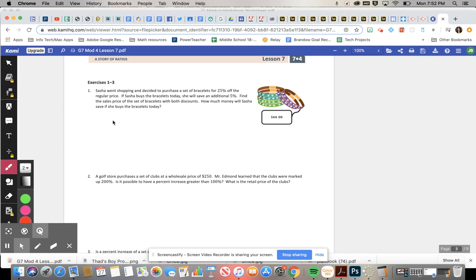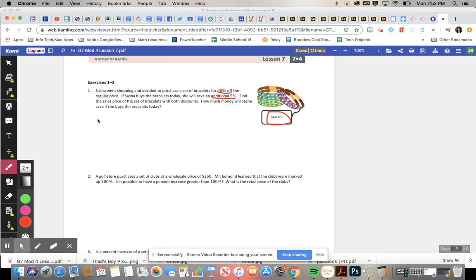All right, here, exercise 1 is another one of those double discounted items. It says Sasha went shopping and decided to purchase a set of bracelets for 25% off the regular price. If Sasha buys the bracelets today, she will save an additional 5%. Find the sales price of this set of bracelets with both discounts. And here is our bracelet, cost $44.